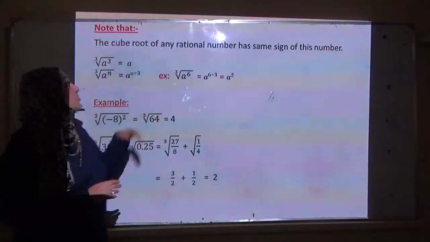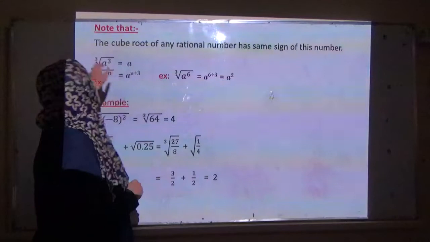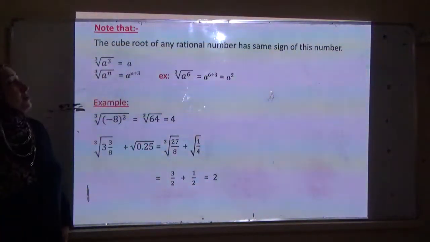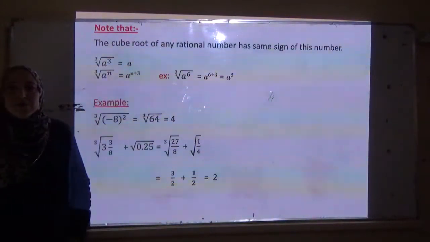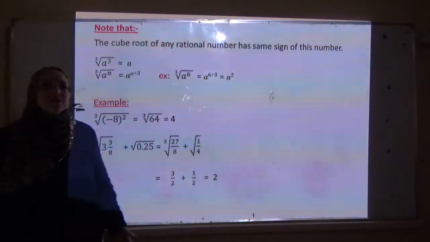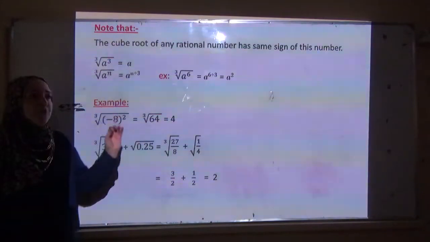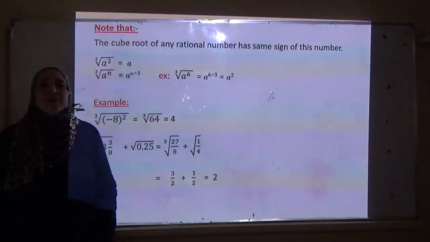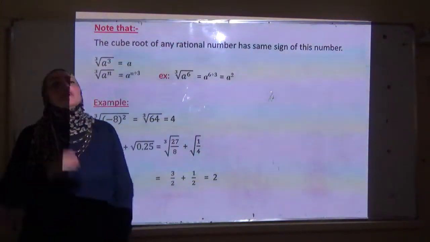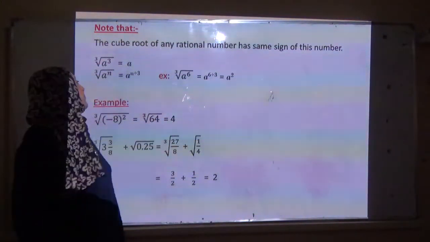We have some notes in this lesson. The cube root of any rational number has the same sign as this number. What is the meaning of that? That means the cube root of a positive number gives me a positive number. The cube root of a negative number gives me a negative number.